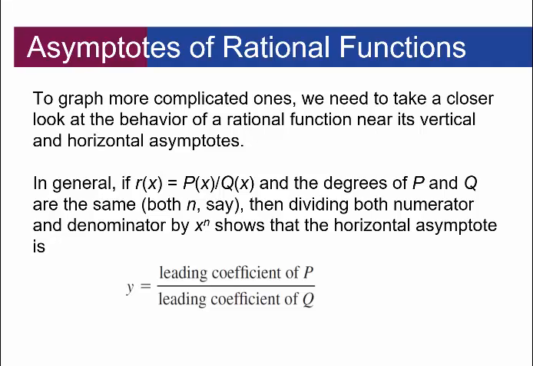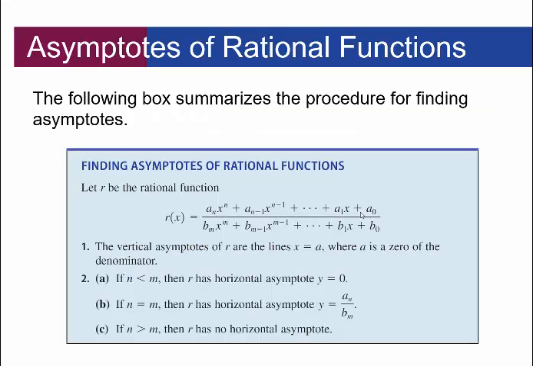then dividing both the numerator and denominator by x to the n shows that the horizontal asymptote is always the following. The horizontal asymptote is y equals the leading coefficient of p divided by the leading coefficient of q, as long as the degrees are the same.